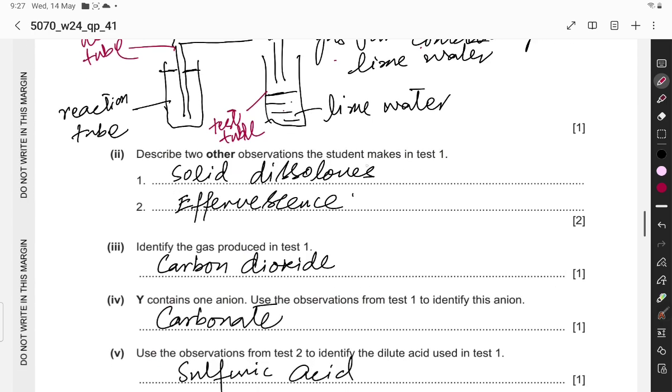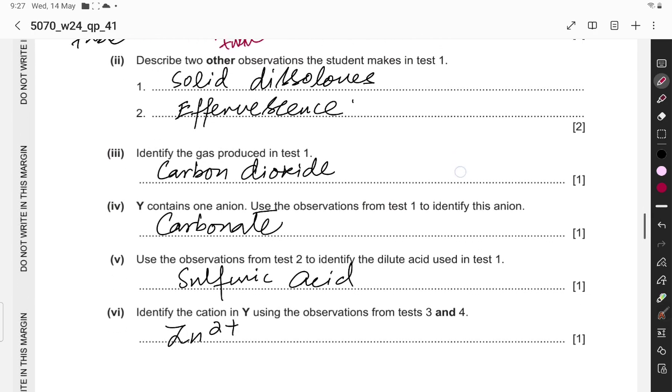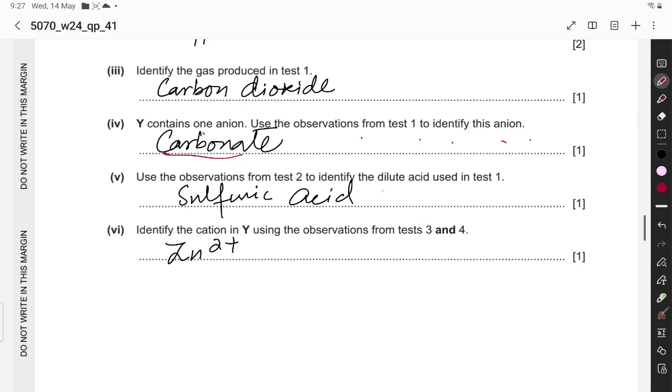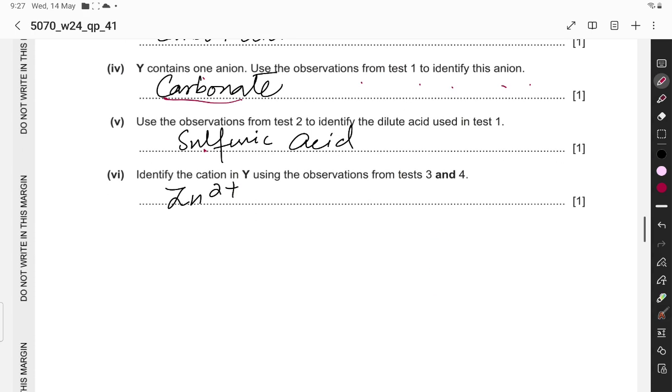Describe two other observations the student makes in test 1. Number 1, solid disappears or dissolves. Number 2, effervescence, carbon dioxide gas can be seen. Identify the gas produced in test 1: carbon dioxide. Y contains an anion. Use the observation from test 1 to identify this anion. So carbonate ions are present. Use the observation from test 2 to identify the dilute acid used in test 1: that is sulfuric acid. Identify the cation in Y using the observations from tests 3 and 4. This is zinc ions.